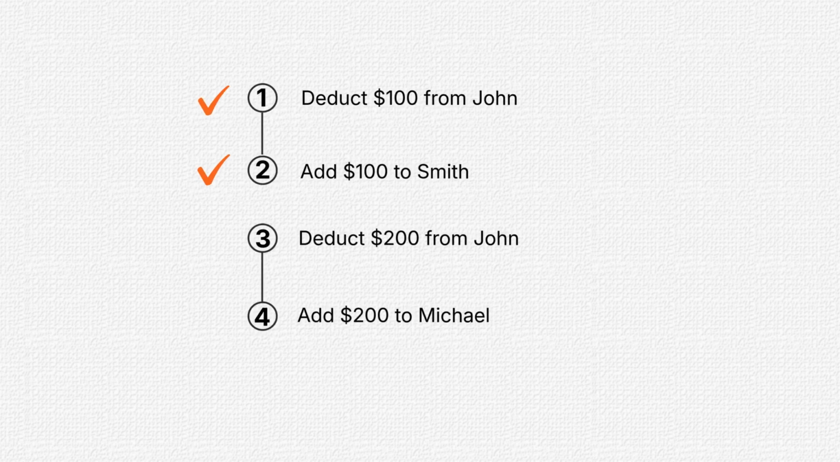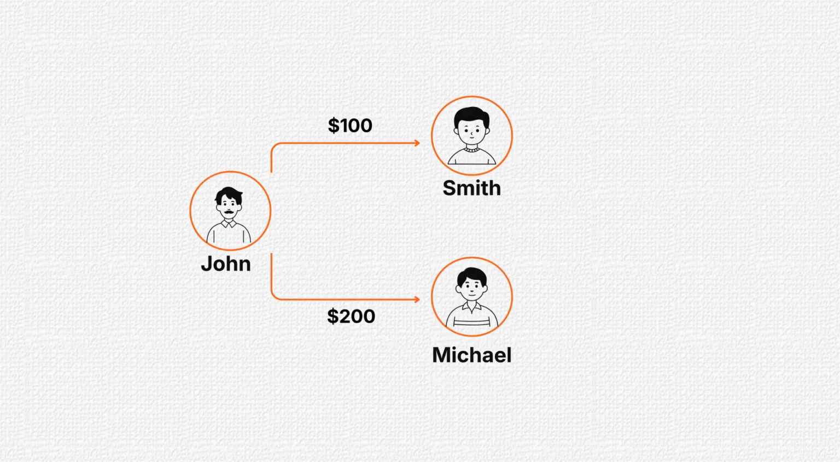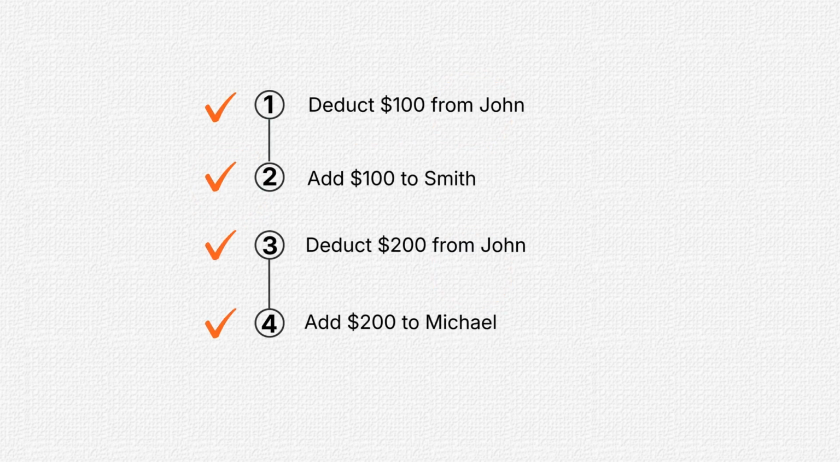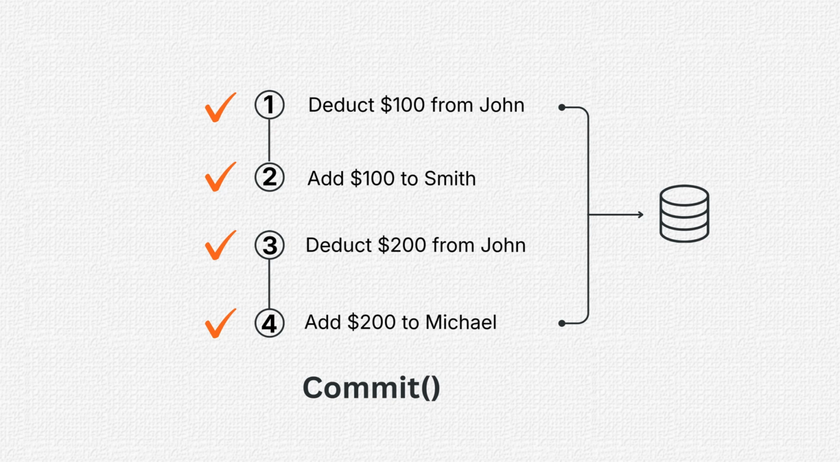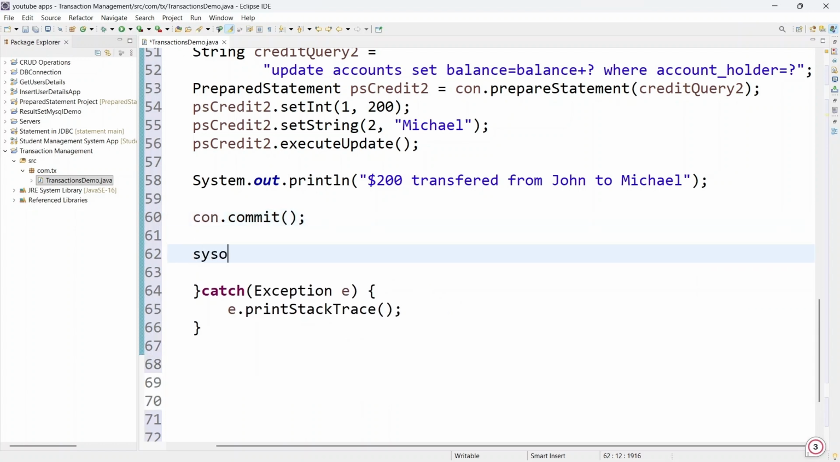This time, all four operations completed successfully. $100 is transferred from John to Smith, $200 is transferred from John to Michael. Since no error occurred, we call commit. Commit permanently saves all changes to the database. At this point, the transaction is complete. And after that, print a message, all transactions are completed.